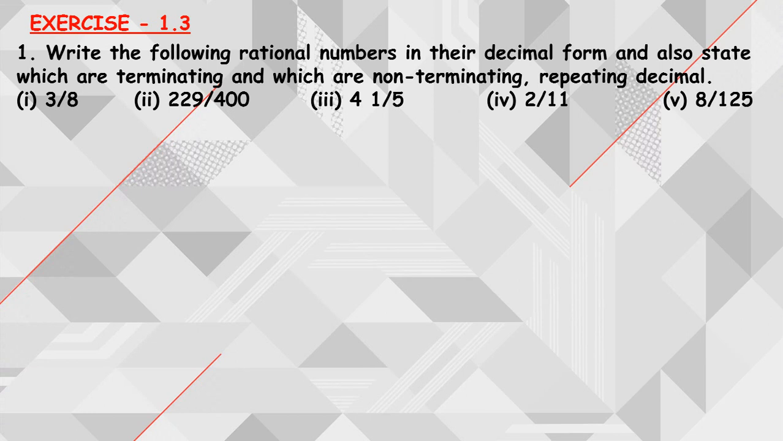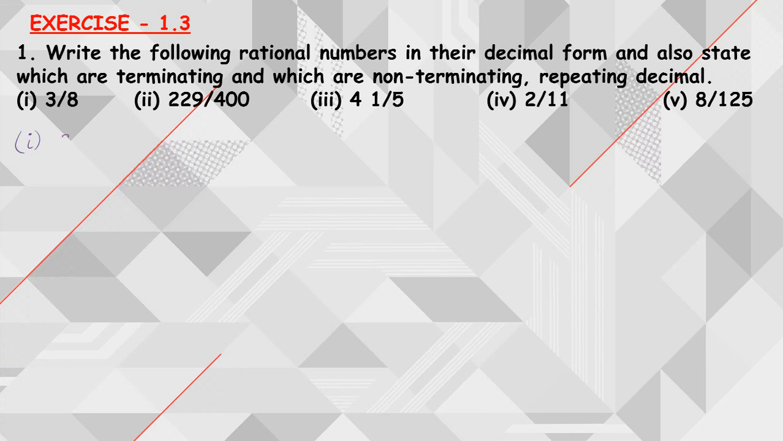Write the following rational numbers in their decimal form. First of all we need to write the given rational numbers in their decimal form and also state which are terminating and which are non-terminating repeating decimals. So first you need to convert these into decimal forms, and after that we need to say whether these are terminating decimals or non-terminating repeating decimals. Let us see question number 1.